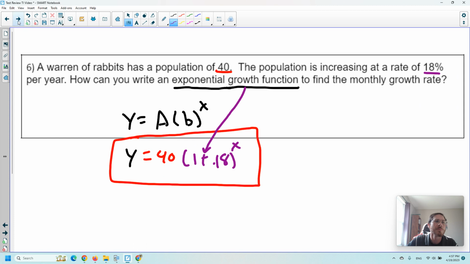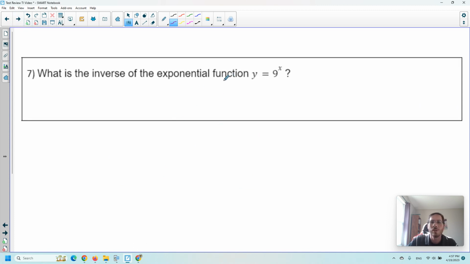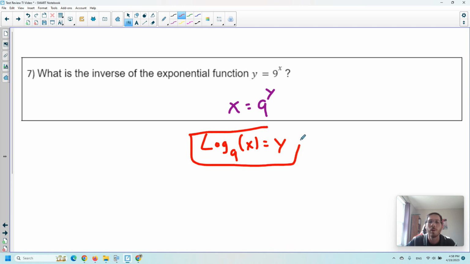All right. For 7, what's the inverse of the exponential function y equals 9 to the x? So the idea with inverse, we switch the x and the y first. So we make this x equals 9 to the y. And then we can use whatever we want in order to actually get the y by itself. So if you want to use log base 9 on both sides, we would then say log base 9 of x equals y, because log base 9 and 9 would cancel, and I'm already done.